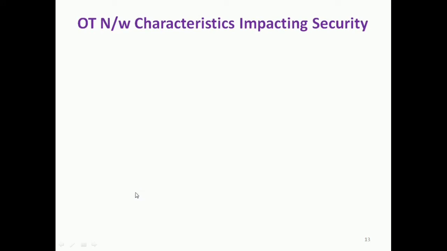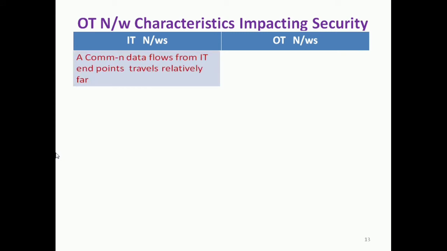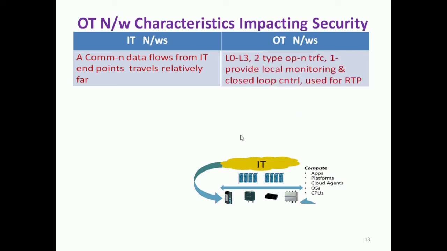Continuing with operation technology, new characteristics impact the security aspects. Let me see, in information technology, a common communication data flow from IT endpoints travels relatively far away. Because the network is very big, many components are involved: the applications, platform, cloud agents, operating system, CPUs, and all those are involved in information technology. The data travels far away compared to OT, right?